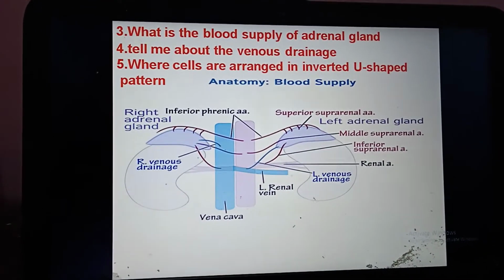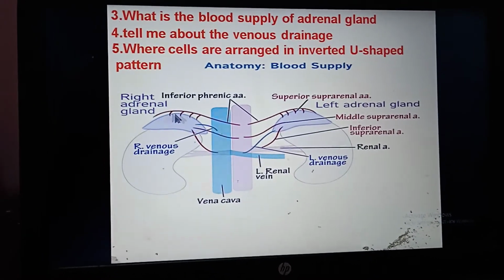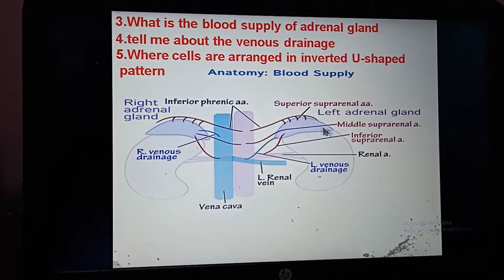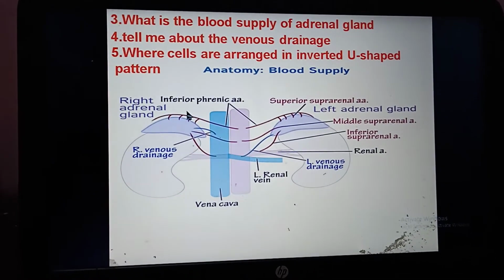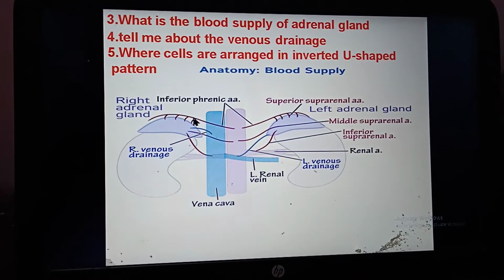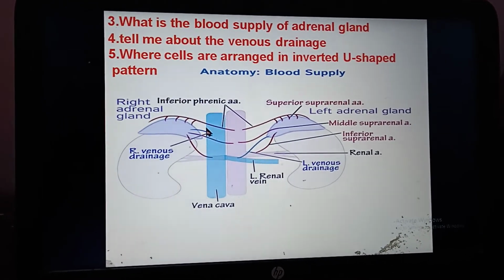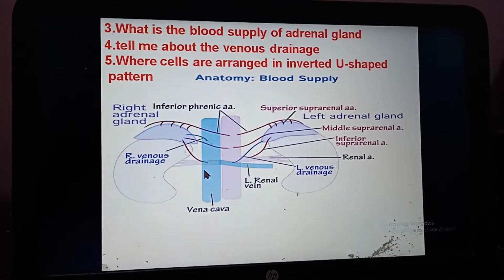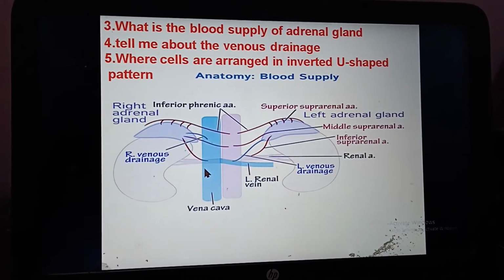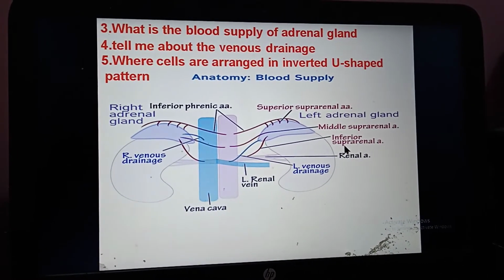Always asked in the exam. What is the blood supply of the adrenal gland? This in blue color, these are the adrenal glands, and it is supplied by the superior suprarenal, middle suprarenal, and inferior suprarenal arteries. Okay, this is superior suprarenal, middle suprarenal, and inferior suprarenal.